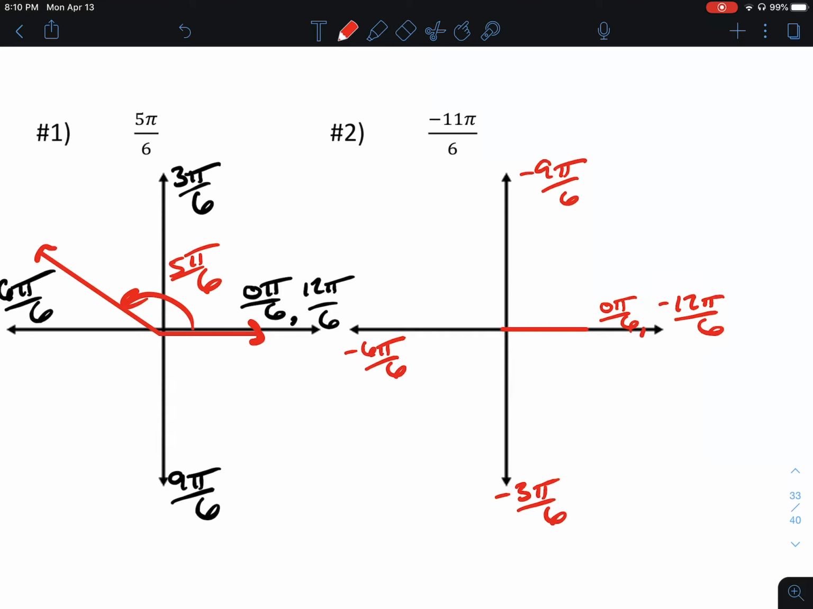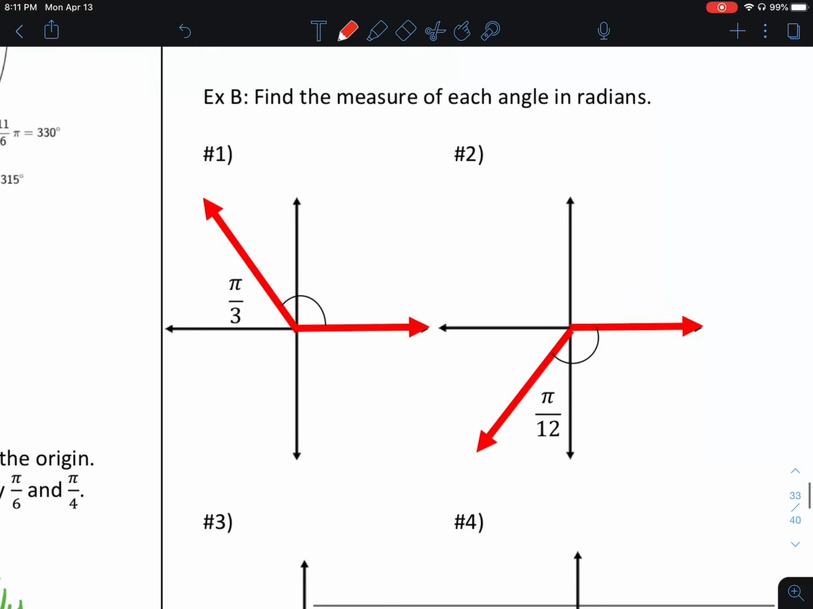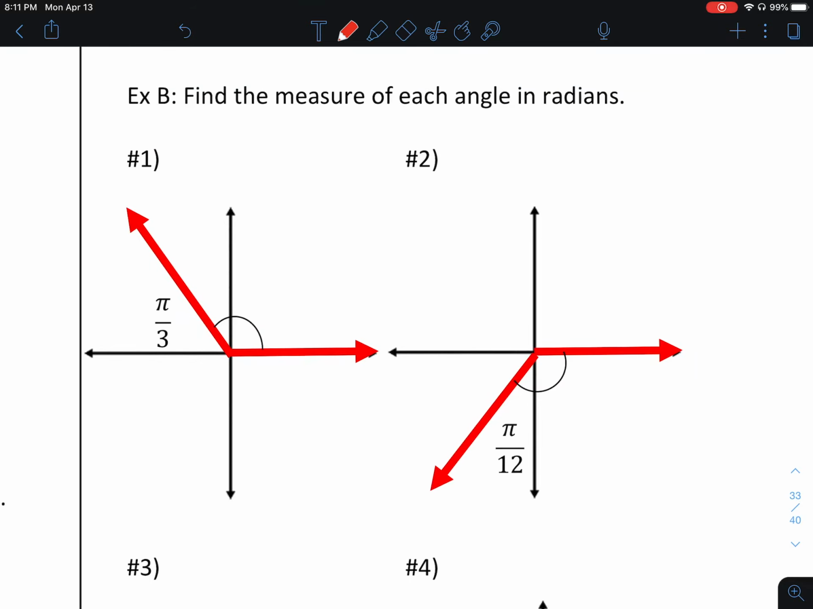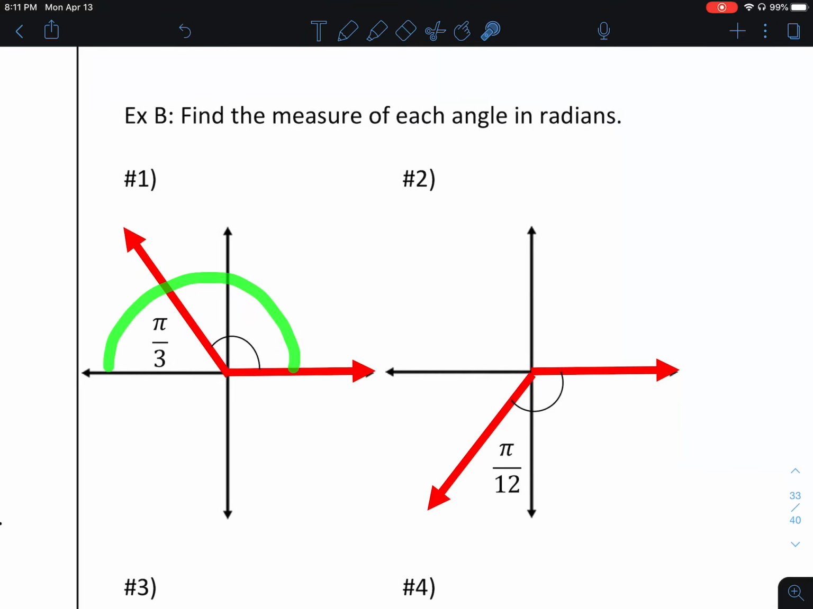So the angle that we are drawing is going to be in quadrant 1, like so. Same concept as degrees, but we're just using radians. Example B, find the measure of each angle in radians. What makes this hard is the fractional part. From here to here is pi.